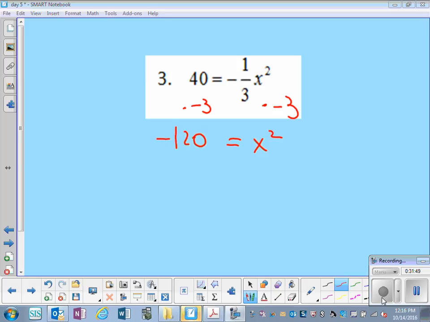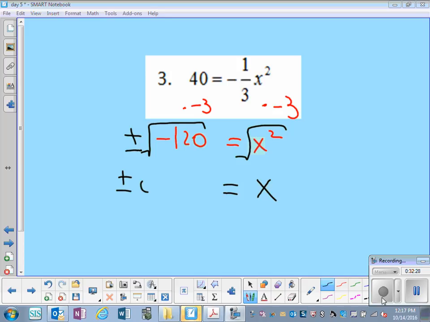What do I do now? Come on. Take the square root. Right, so I take the square root of both sides. And when I take the square roots of both sides, I don't forget about what? Plus and minus, always. So the square root of x squared is what? Just x, and then I have my plus minus.